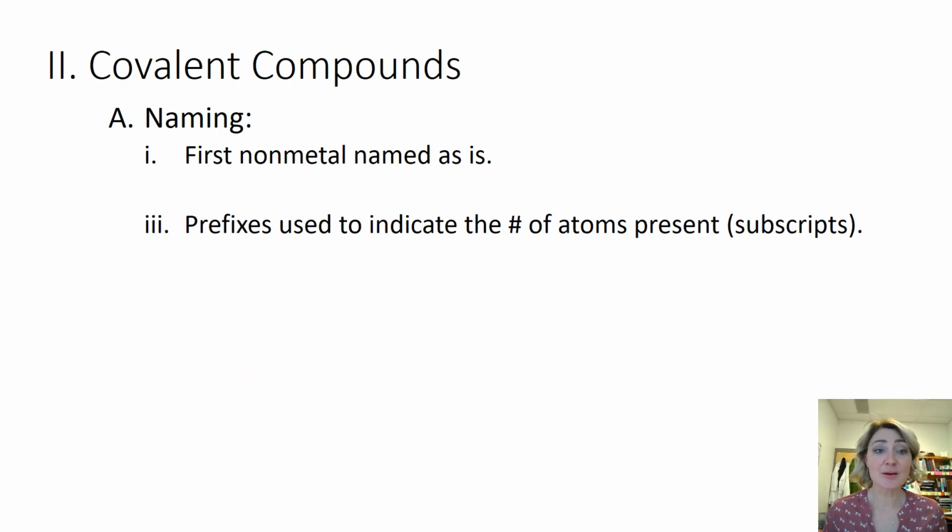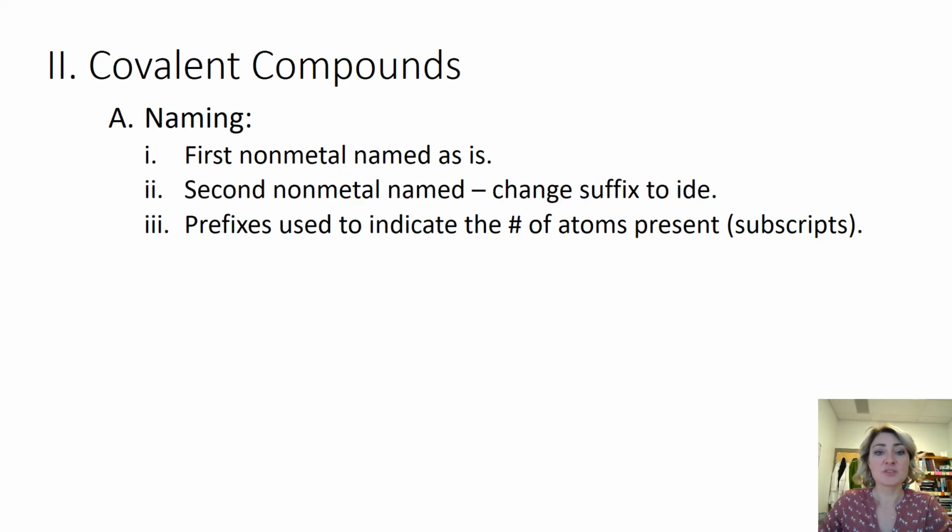Let's talk about how to name these covalent compounds. Your first nonmetal is named as is, so you're not going to change anything about the ending. Your second nonmetal is named with the suffix changed to IDE. For example, if you have bromine, we keep the stem and change the ending to bromide. We change that end to IDE.